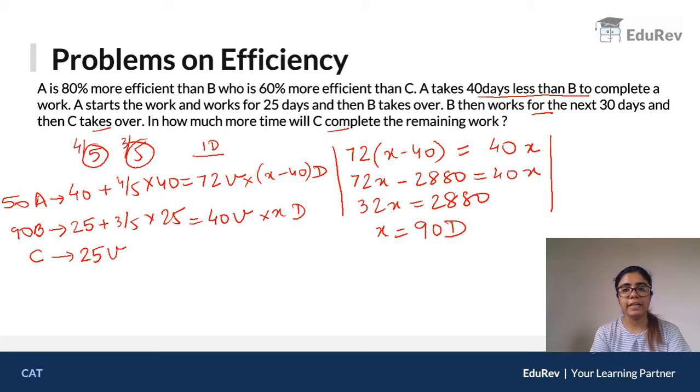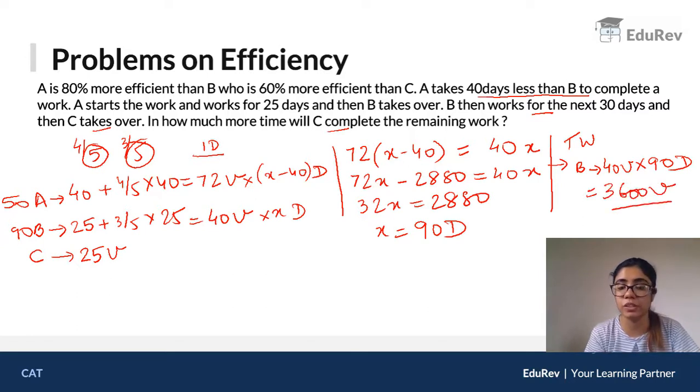So before that, let us calculate the total work. How much is the total work? If I talk about B, you can take any one; you can take A also, you can take B also. B does 40 units in a day and B has to work for 90 days. So your total work is going to be 3600 units. Now let's focus on how much they do every day.